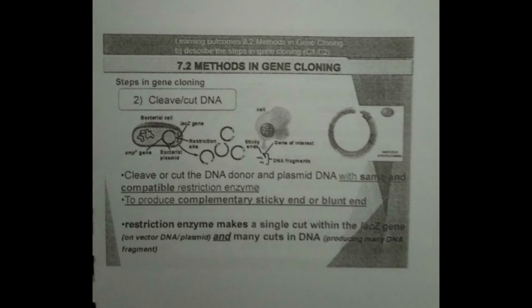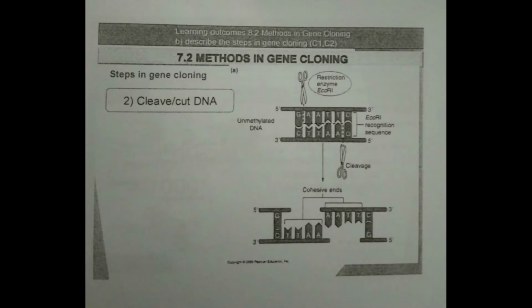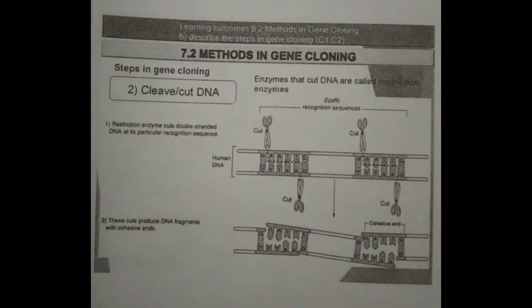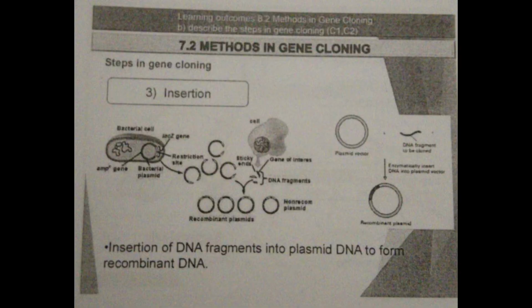The restriction enzyme makes a single cut within the exact gene on the vector DNA or plasmid. The restriction enzyme that we will be using is EcoRI. EcoRI is a restriction enzyme that cleaves double-stranded DNA at the sequence of GTTAC. Next is insertion. We insert the DNA fragments into plasmid DNA to form a recombinant DNA.